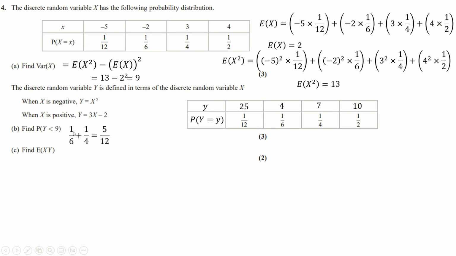What's the probability that y is less than 9? Well, it's just this plus this, right? I don't know whether I just never animated that in. Oh, no, it comes in there. Okay, this plus this, and it equals that there.